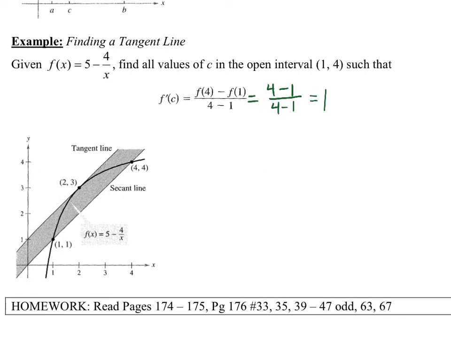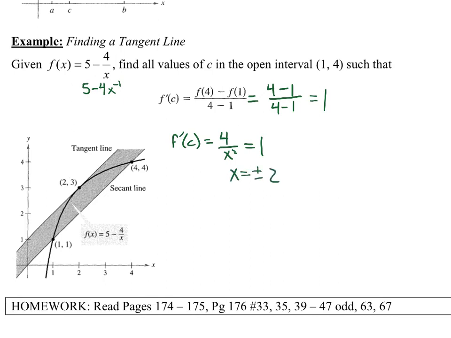So find the derivative. f prime of c is, this is 5 minus 4x to the negative 1, so positive 4 over x squared. Good. Positive 4 over x squared. And I want where this will equal 1. So x could be positive or negative 2.